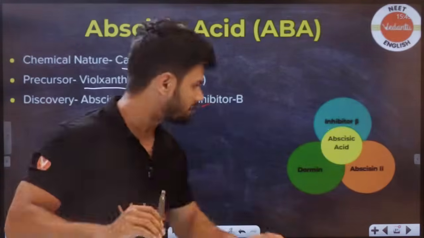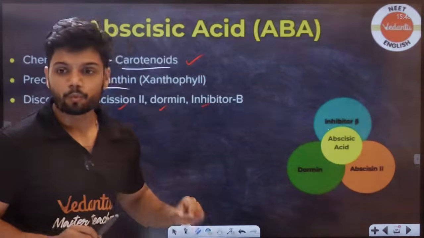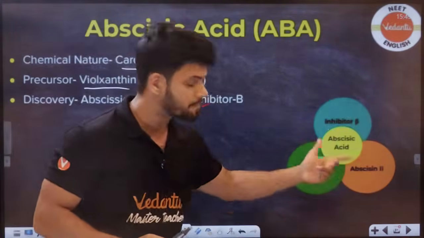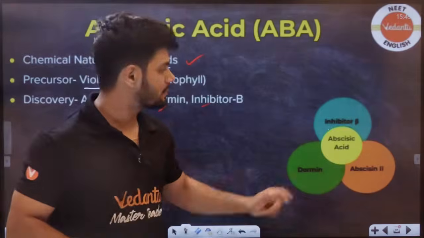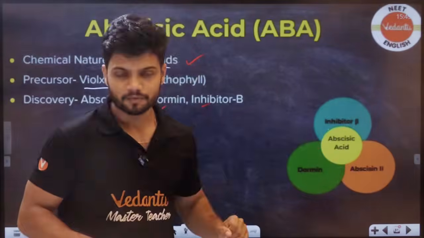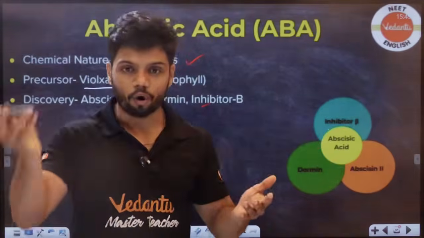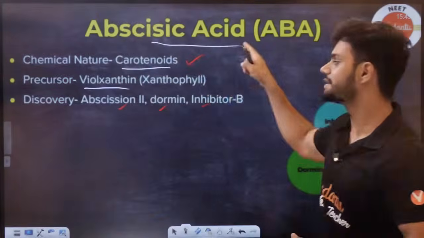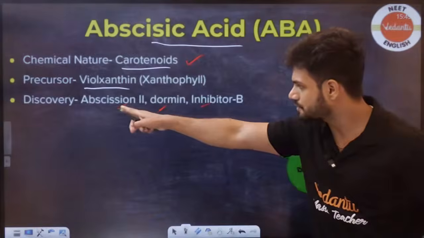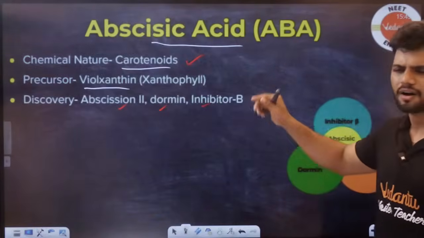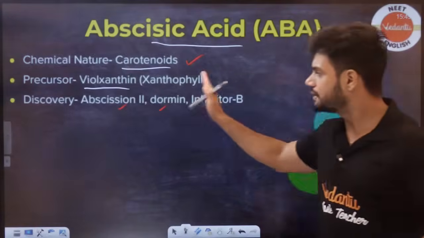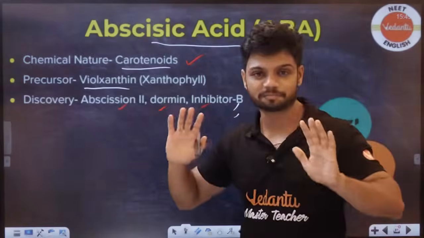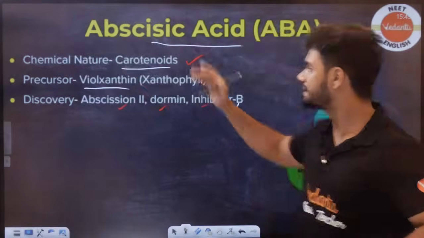One scientist discovered something called dormin. One scientist discovered something called abscissin 2. One scientist discovered something called inhibitor beta. Later on they got to know all of these 3 chemicals are only one chemical, that is abscisic acid. So abscissin 2, dormin, inhibitor beta, all of these were different discoveries done independently. Okay, but everything is abscisic acid only.